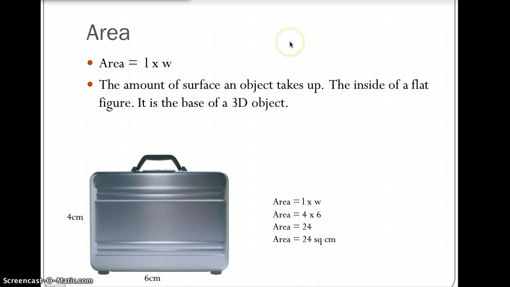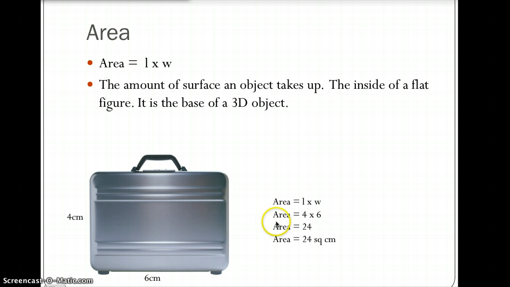Okay, the next one we're going to look at is the area of the suitcase. Area, remember, is length times width, which is the amount of surface an object takes up. So it's the inside of a flat figure. Remember, it's just 2D, it doesn't have any height. So it is also the base of a 3D object. So we're going to be looking at the base of this front side of the suitcase.